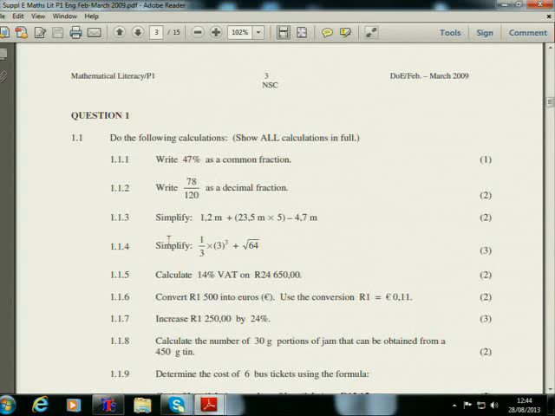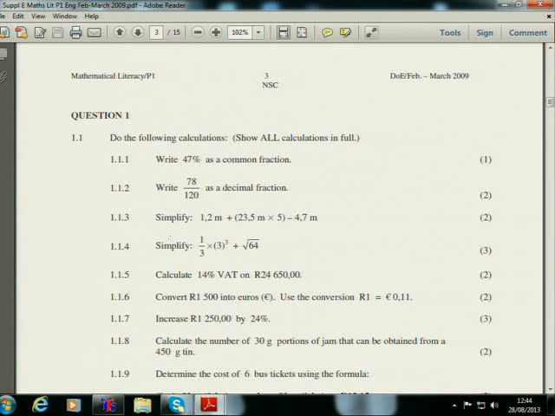Going on to the next question, 1.1.3. We have to simplify 1.2 meters added to, between brackets, 23.5 meters multiplied by 5. You close your bracket and you minus 4.7 meters.